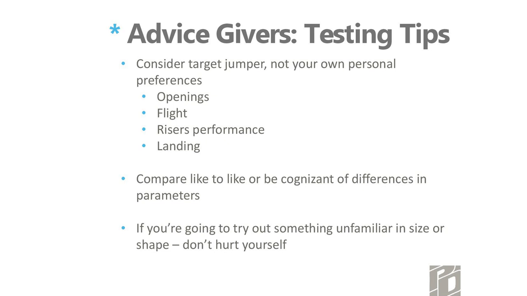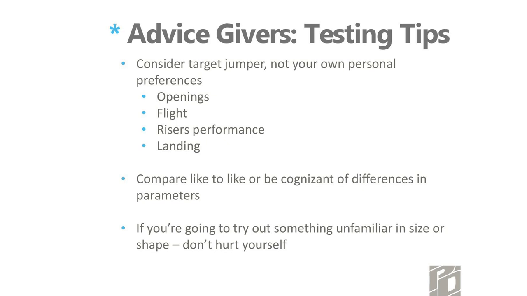So consider grabbing one, a local demo or one from a local gear dealer, or call a demo center and get one. But when you do that, consider the person that you're evaluating that canopy for. Consider the target jumper of that wing, not your own personal preference. So we talked about frame of reference. If you're somebody who jumps a Velocity 96 on a regular basis for your work jumps, and you go jump a Sabre 2 170, it's going to be slow. It's going to be slower to you, right?